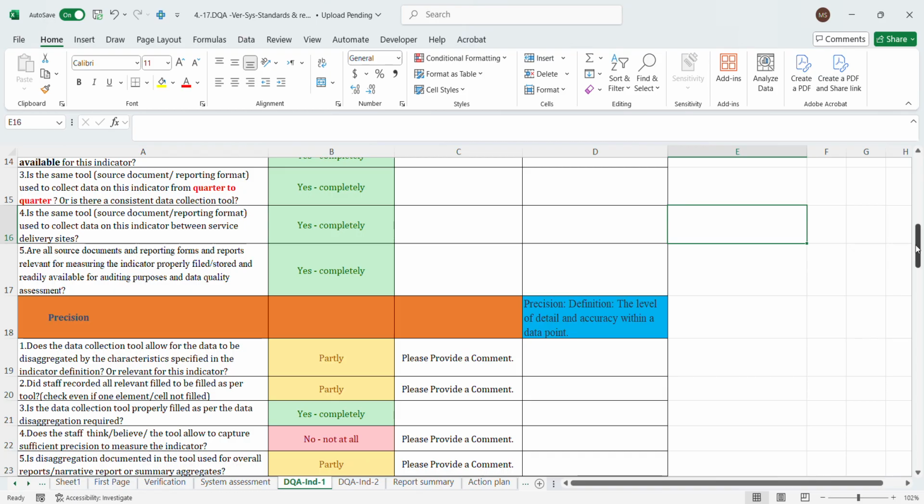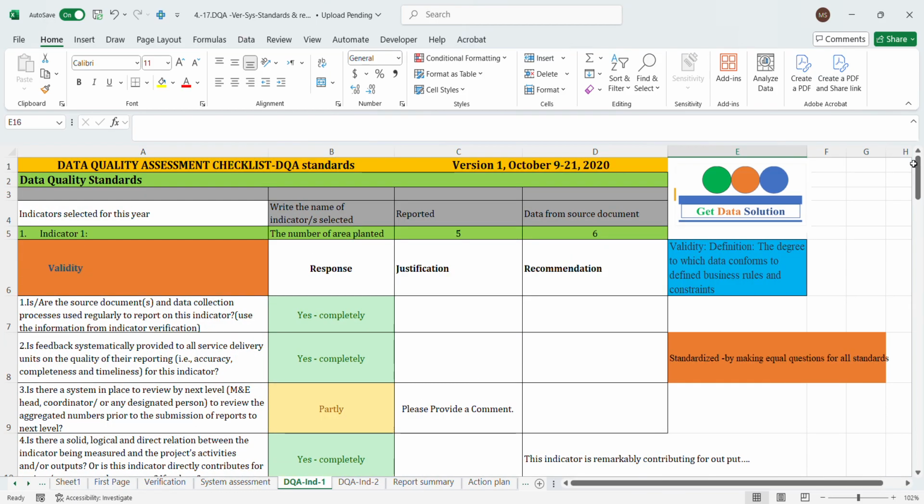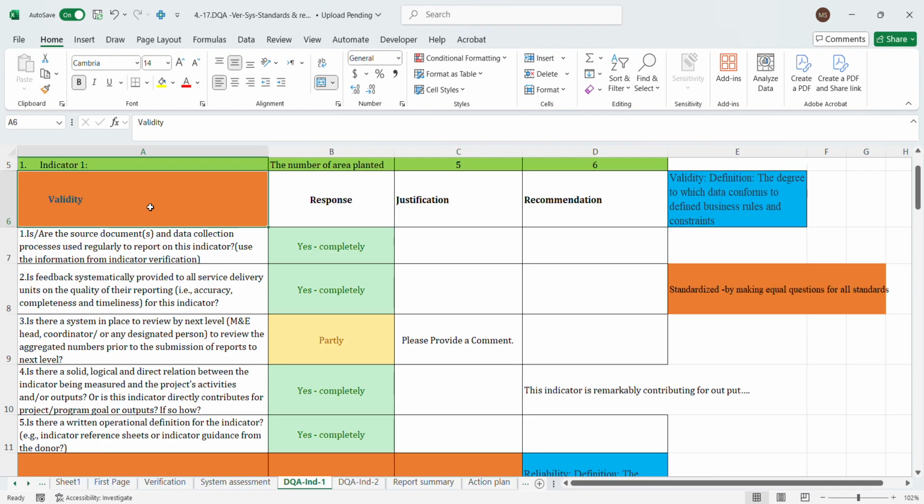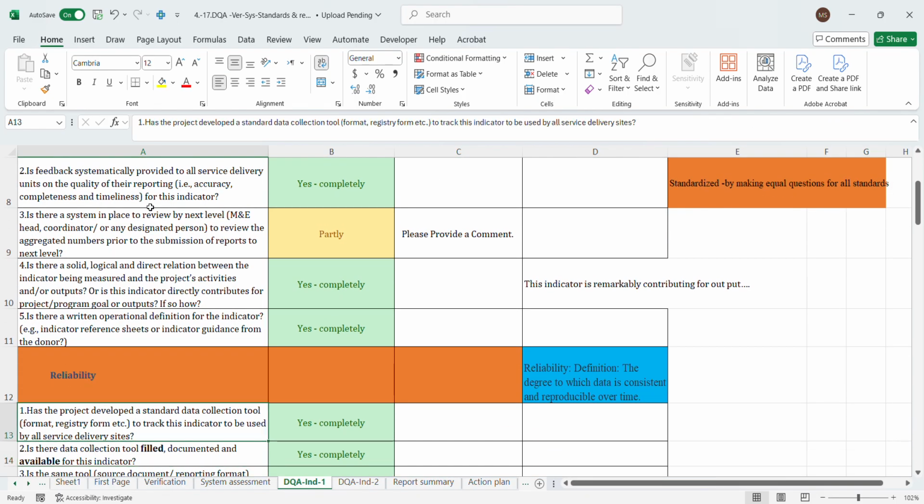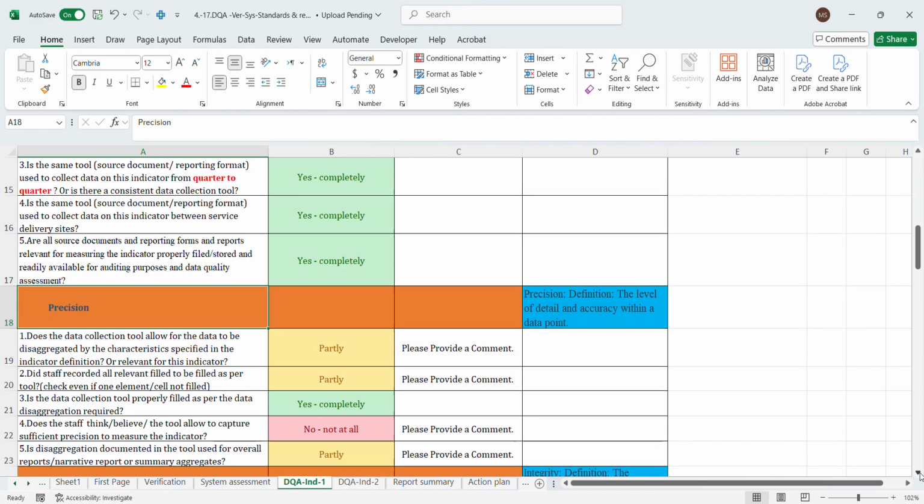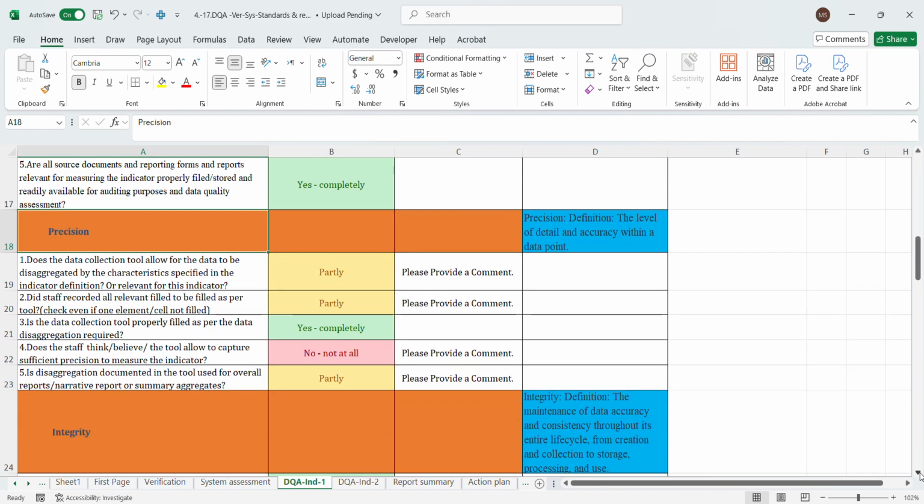We have started discussing data quality standards, and we have already seen the data quality standards of validity and reliability. So we'll continue with the next one, which is precision. We'll discuss precision today. So what exactly is precision?